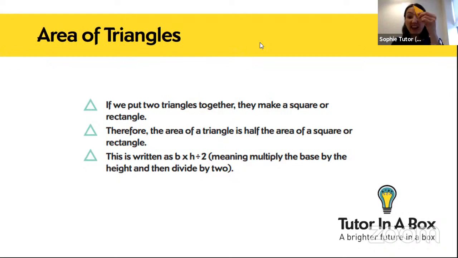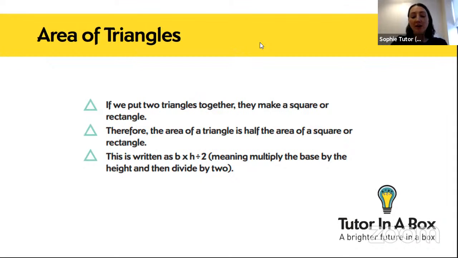So if I want to find the area of one triangle, all I do is work out the area of a square and then divide it by 2 and halve it. And we get the area of a triangle. Okay, and so the area of a triangle is half the area of a square or a rectangle. We sometimes write this as base times height divided by 2.